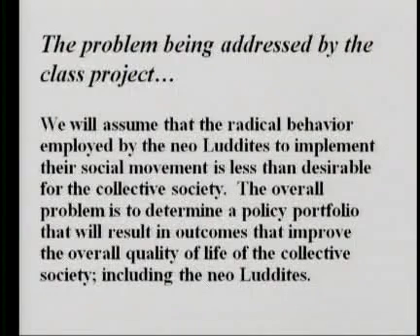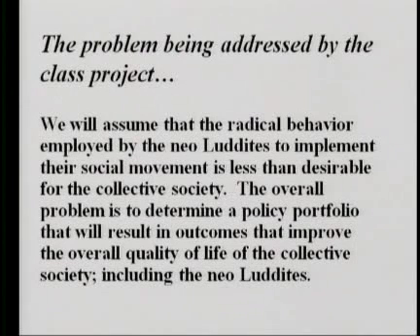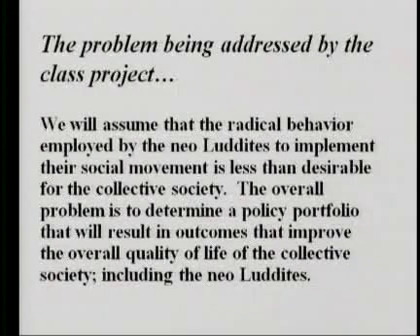Okay, so in this class project, we assume that the radical behavior employed by the Neo-Luddites to implement their social movement is less than desirable for the collective society. I'm pretty sure nobody would disagree with that statement. People were being killed and the transportation system disrupted. So the overall problem is to determine a policy portfolio that will result in outcomes that improve the overall quality of life of the collective society, including the Neo-Luddites. So that's the challenge.